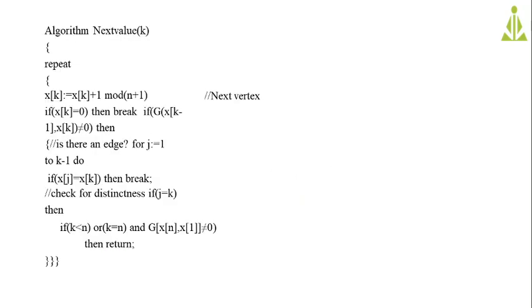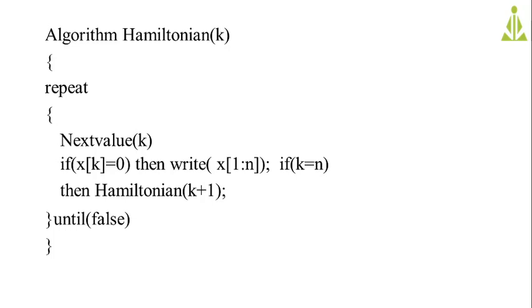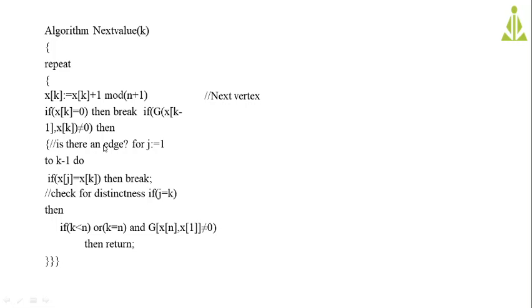Next is the next value. This is Hamilton(k) and repeat next value(k). So what is the next value(k)? Repeat. This is an algorithm: x of k equals (x of k plus 1) mod (n plus 1). If x of k equals 0, then break. If g of x of k minus 1, x of k does not equal 0, then for j from 1 to k minus 1 do, if x of j equals x of k, then break. If j equals k, then if k is less than n or k equals n and g of x of n, x of 1 does not equal 0, then return.